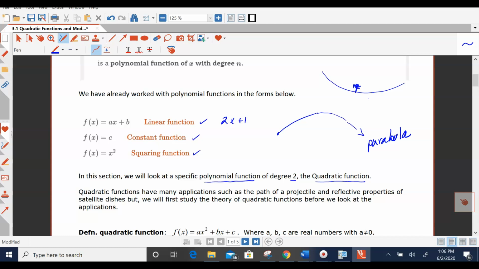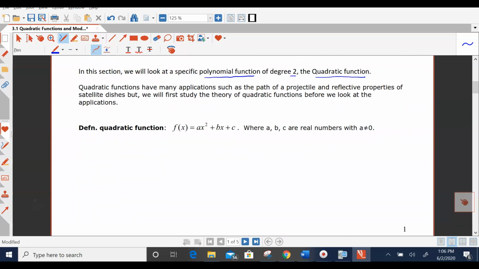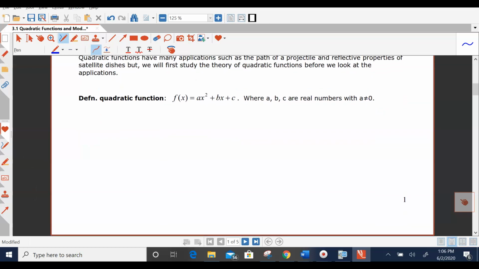Okay, so let's look at some of the theory of quadratic functions. The standard form of a quadratic function is ax squared plus bx plus c. A cannot be 0 because if a is 0, we wouldn't have that term and it wouldn't be quadratic. So we're going to have a second degree polynomial function, which is called a quadratic. Degree is 2. B and C can be 0, but A cannot.